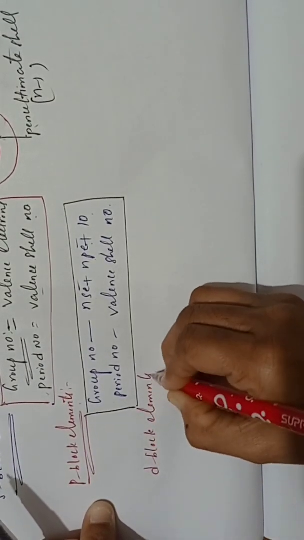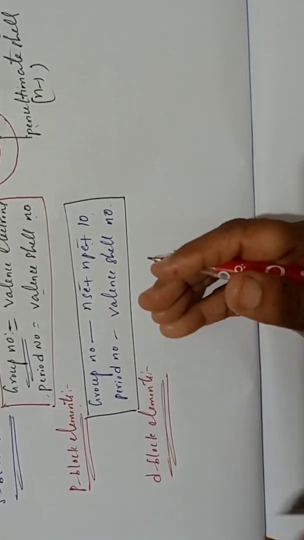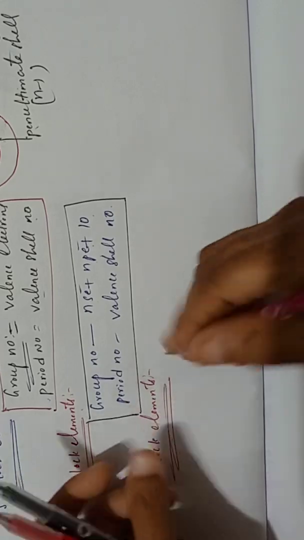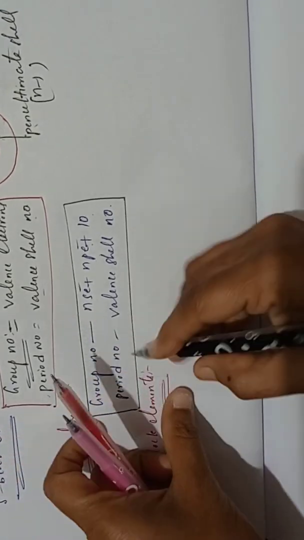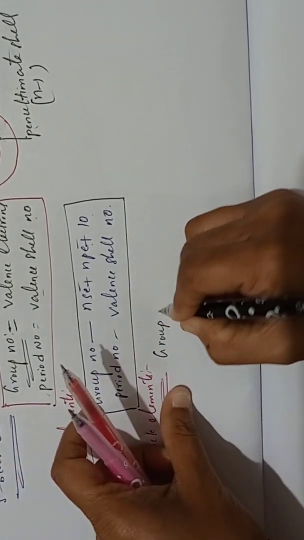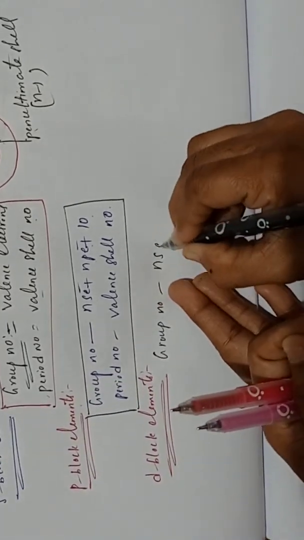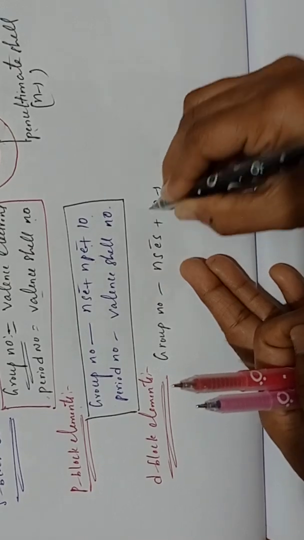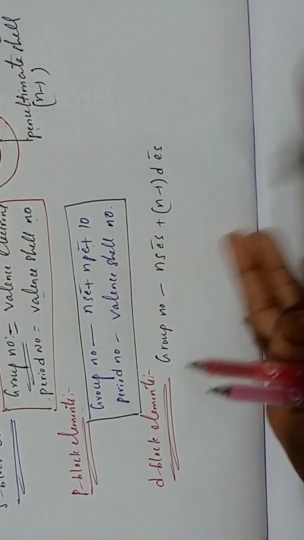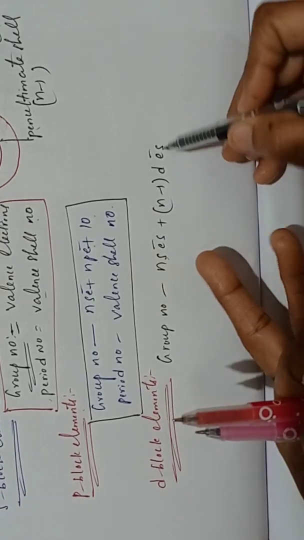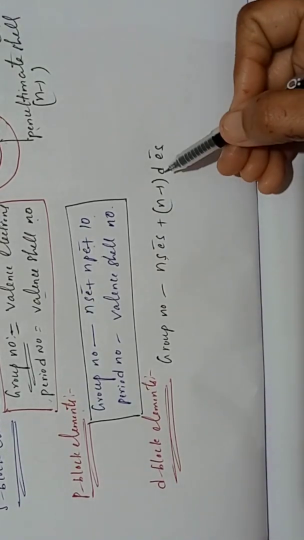D block elements. What is the trick in D block elements? See here, students. In D block elements, the group number is equal to ns electrons plus (n minus 1) d electrons. Clear? Ns electrons plus (n minus 1) d electrons, students. That is the group number.